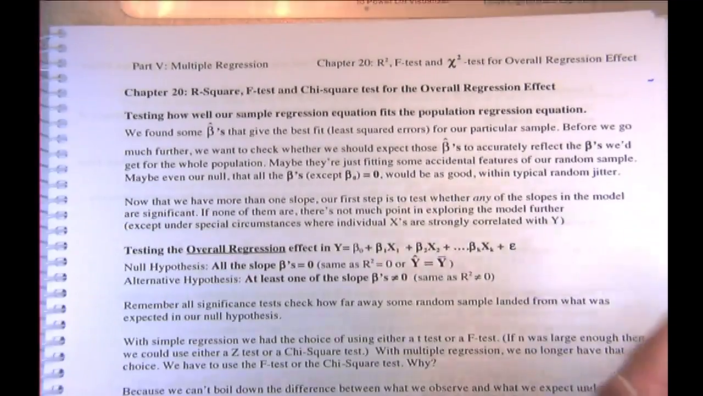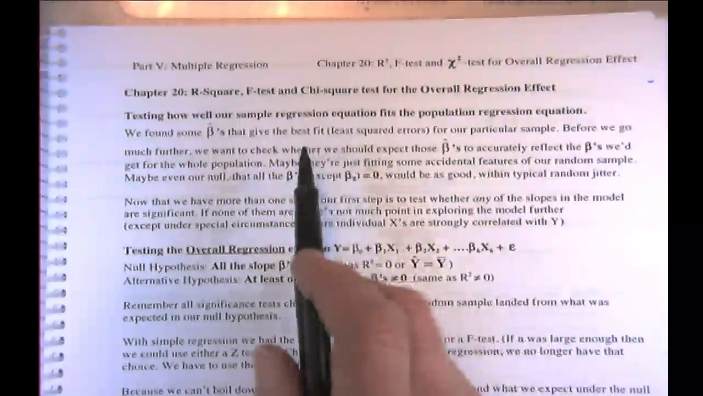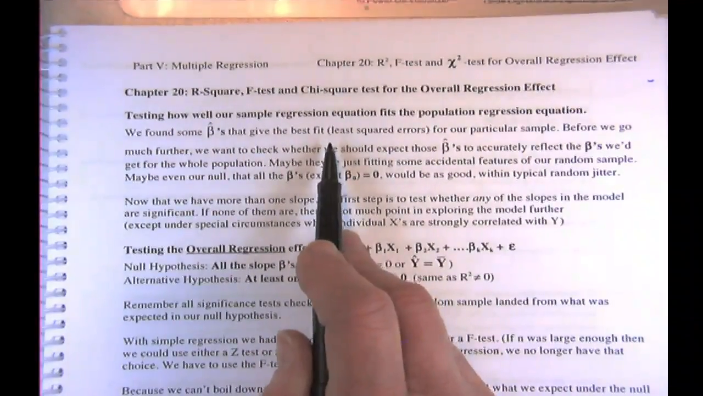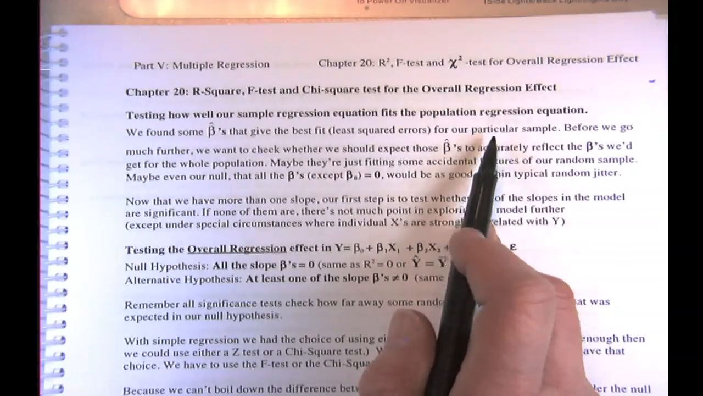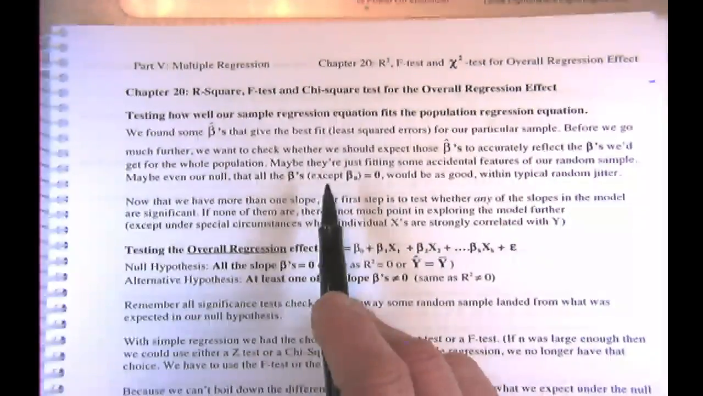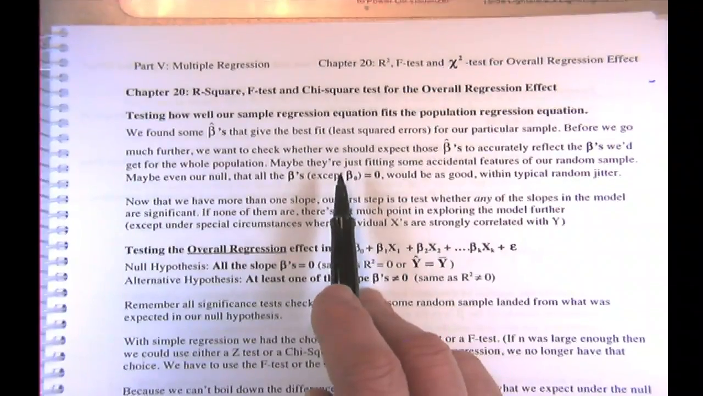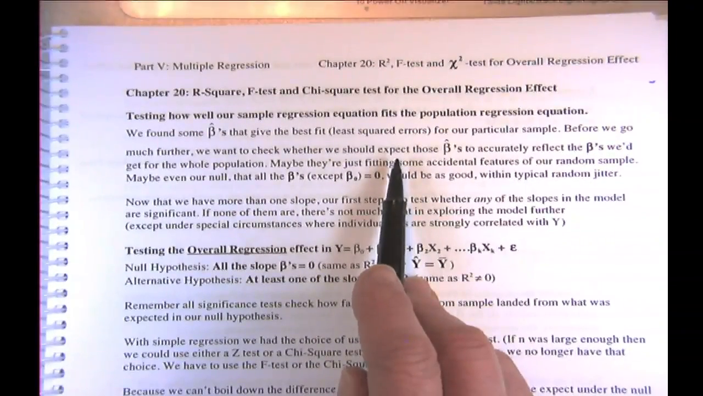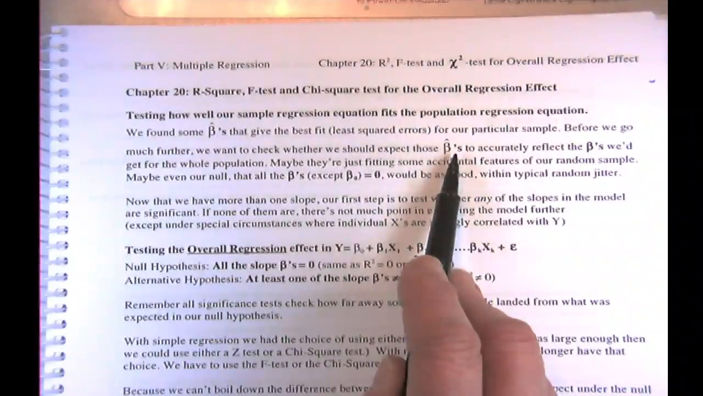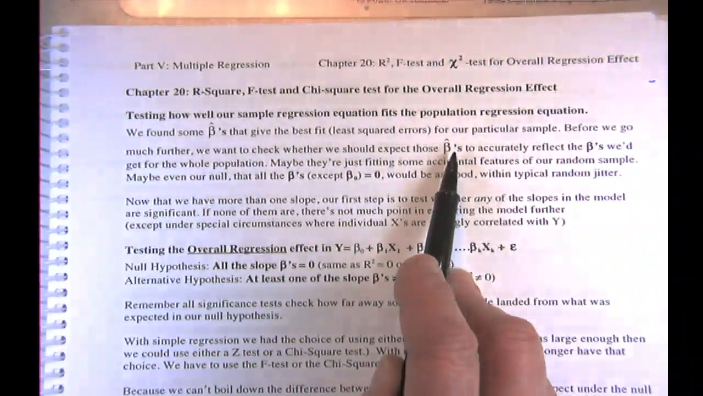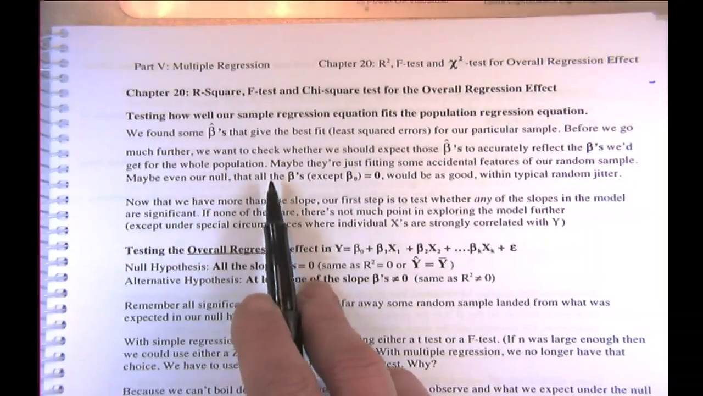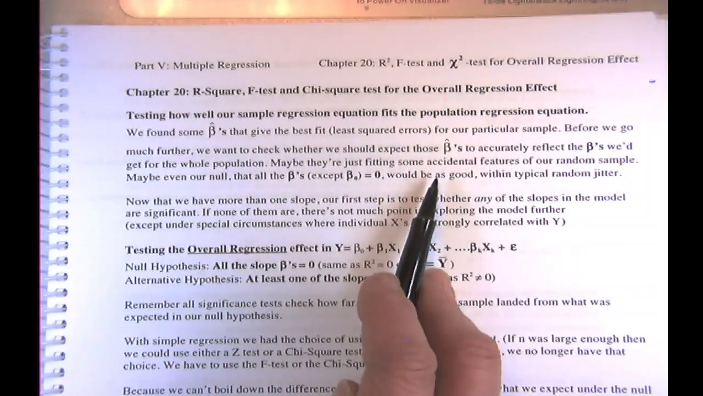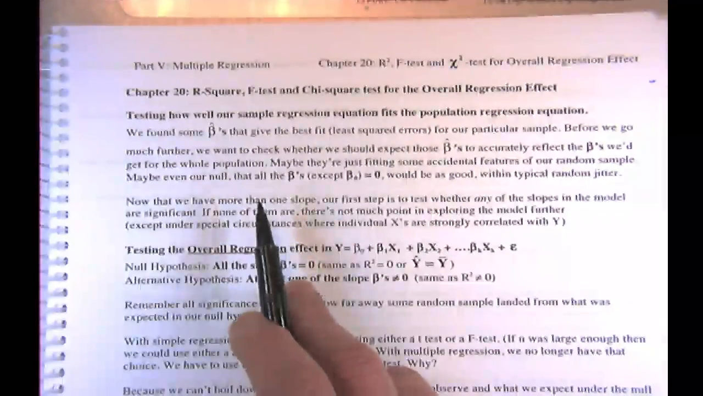All right? And so now, with our regression equation, we find the best fit, the least squared errors, for our particular sample. That's what we're always doing. We fit to our particular sample. But before we go any further, we want to check how accurately these betas that fit our particular sample reflect the betas we'd get if we sampled the entire population. Maybe they're just fitting some accidental features of our random sample.